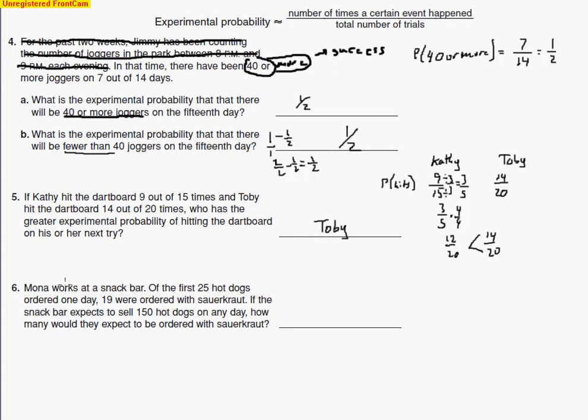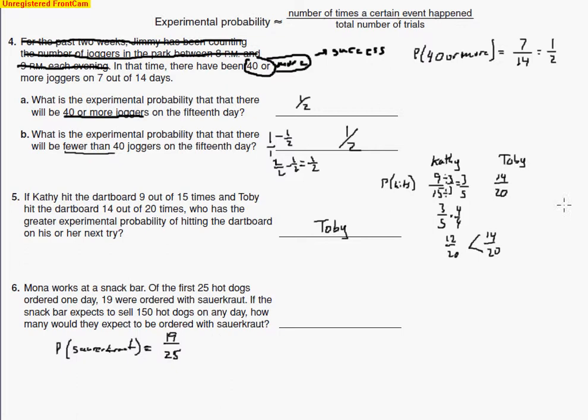Next one here, one works at a snack bar, and it says, of the first 25 hot dogs ordered one day, 19 were ordered with sauerkraut. So the probability of having sauerkraut on the hot dog was a success, 19 ordered it. So 19 successes over 25 total. What they want to know is, if the snack bar expects to sell 150 hot dogs on any day, how many would they expect to be ordered with sauerkraut?